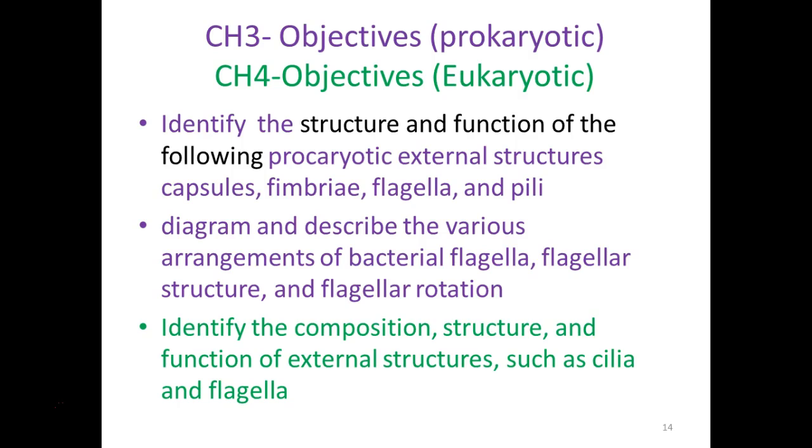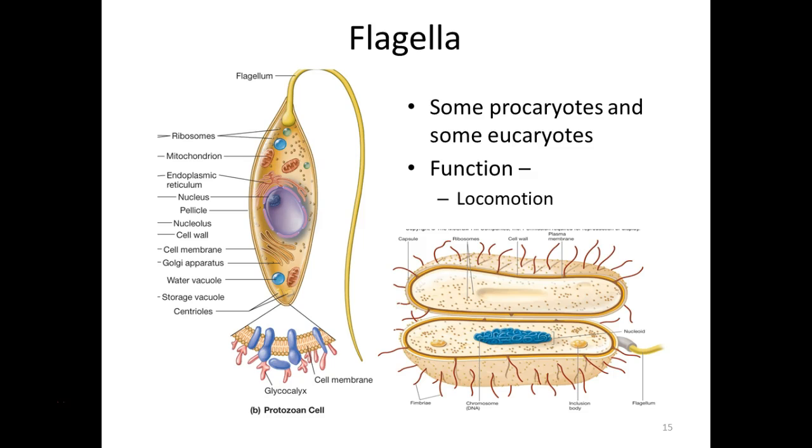For eukaryotes, we're going to look at the composition and structure and function of cilia and flagella. And remember, cilia are unique to eukaryotes. Prokaryotes do not have cilia. What's the function of flagella? Locomotion, right? Not all prokaryotes have flagella. Not all eukaryotes have flagella.